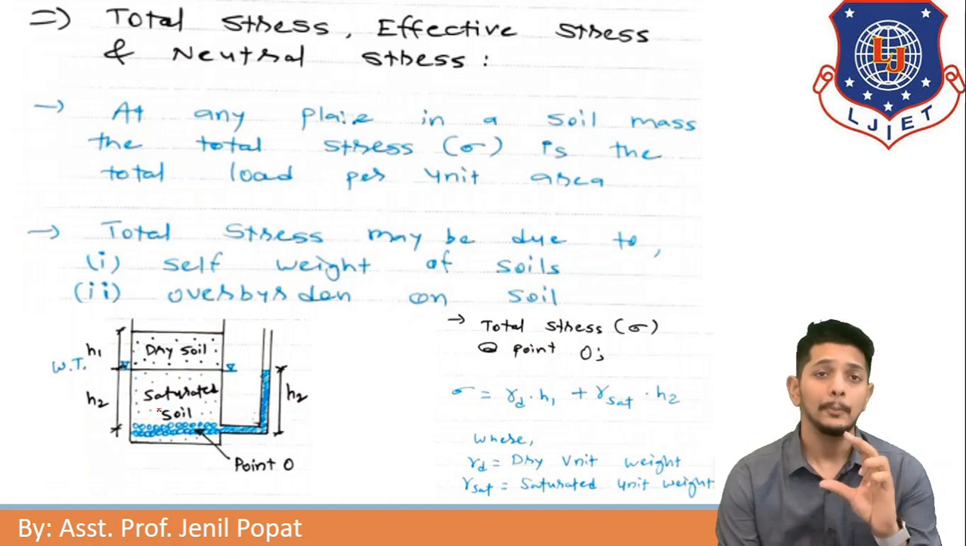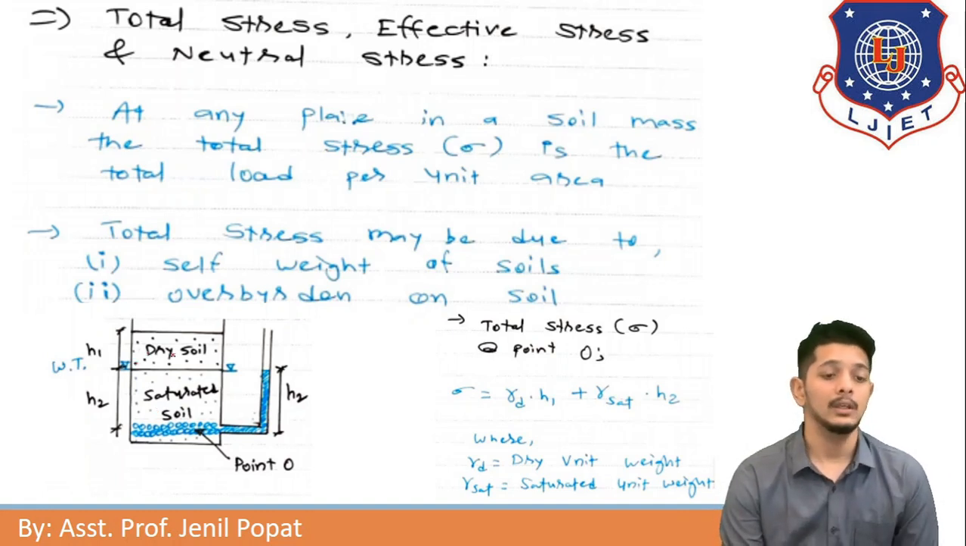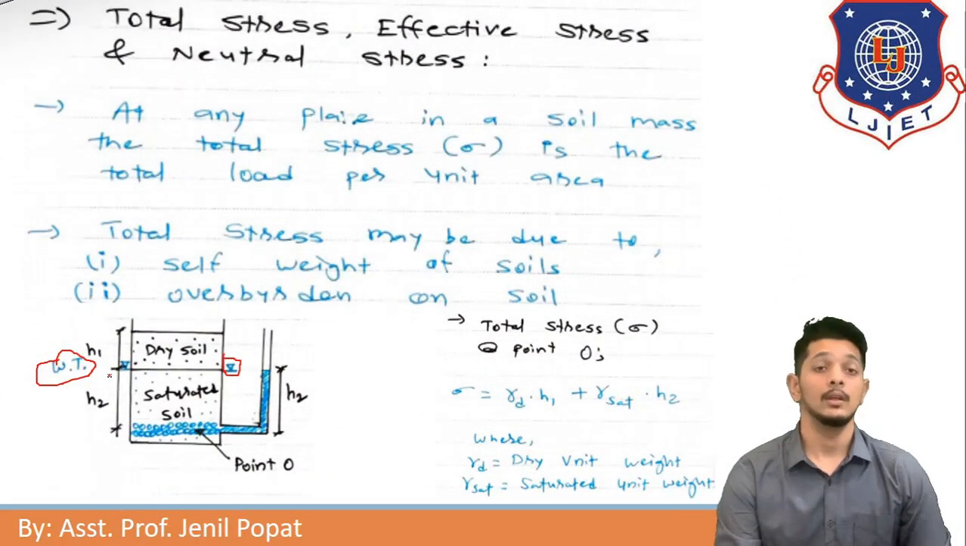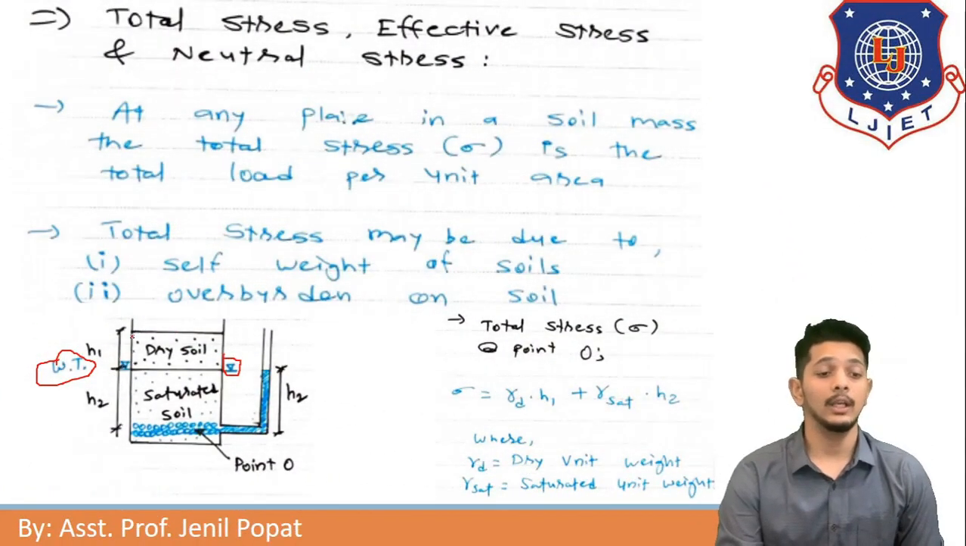Let us assume a portion of the soil. Here we can see dry soil in the upper portion and saturated soil in the bottom portion. Now dry soil is up to height h1. Now we need to understand that this inverted triangle is showing the water table. So we can see dry soil up to height h1 and saturated soil up to height h2.